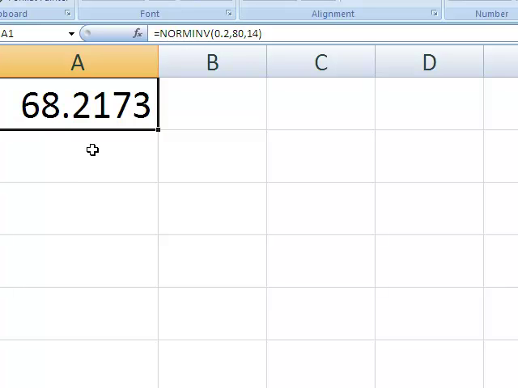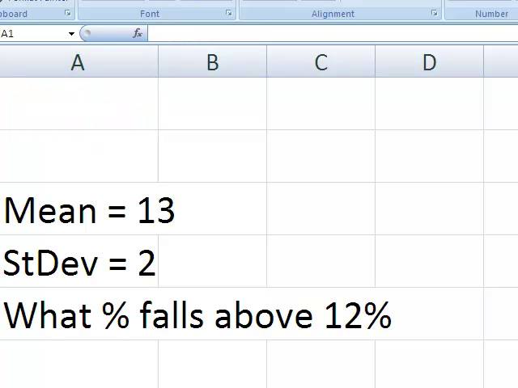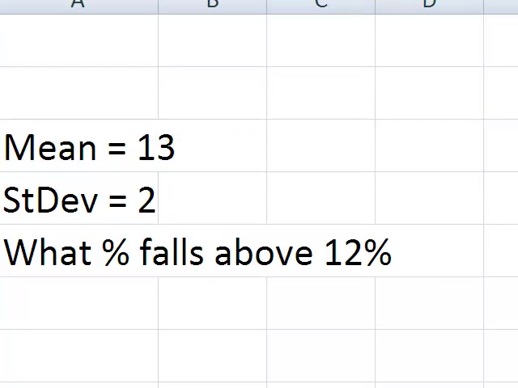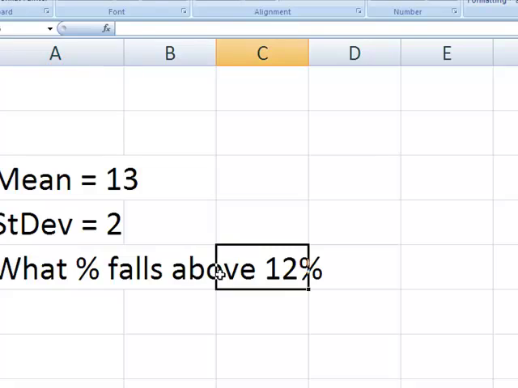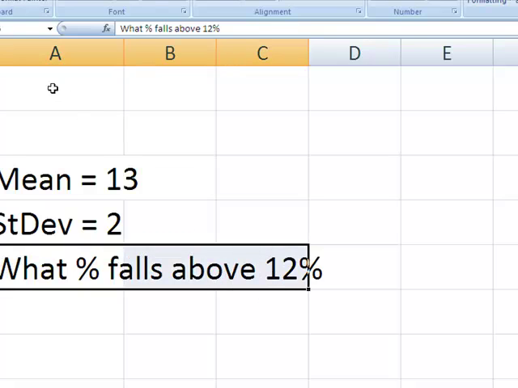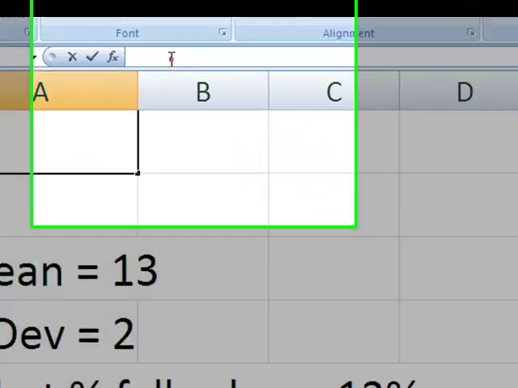Let me do one more like that just to make sure you got it. All right, so what I've given you here is I've just given you some professor math, some made-up numbers. Say that we have a distribution with a mean of 13, a standard deviation of 2, and I ask you what number represents the values above 12% in this curve. So in other words, I want to now solve for above 12%. I'm going to go back up to my function.